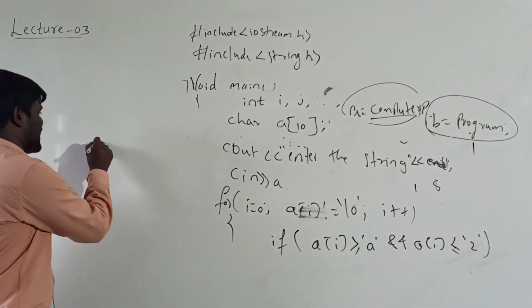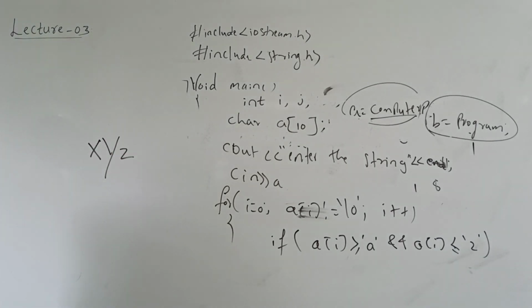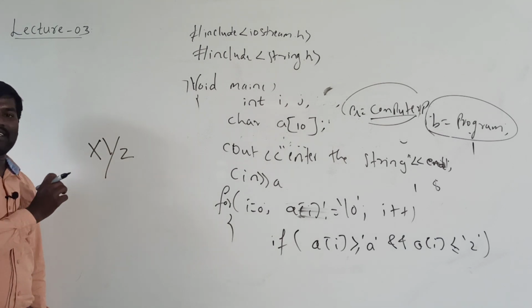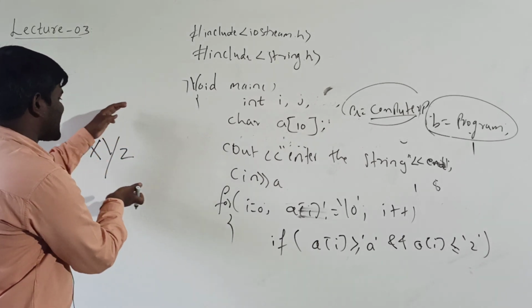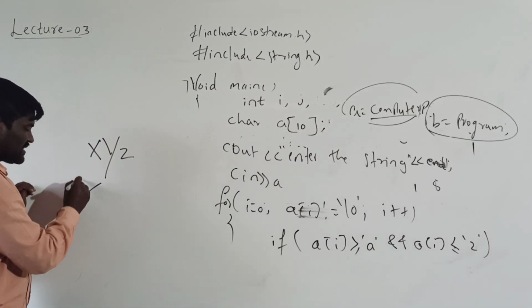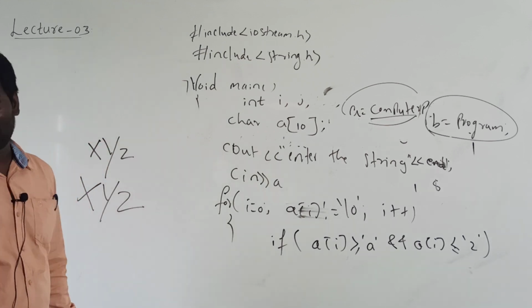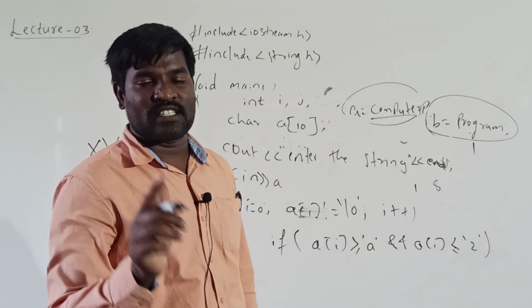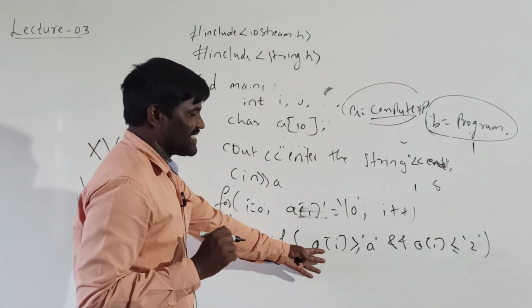For example, if I write small x, capital Y, small z, lowercase to uppercase. So here x and z are in lowercase, only x and z are converted to uppercase, because Y is already uppercase. The result is x capital Y capital Z, and Y is not converted to lowercase, because if you are writing the program for lowercase to uppercase, it means only lowercase letters are converted to uppercase. So that's why we have to write the condition here.